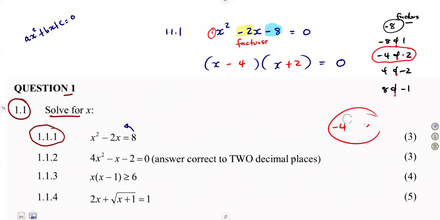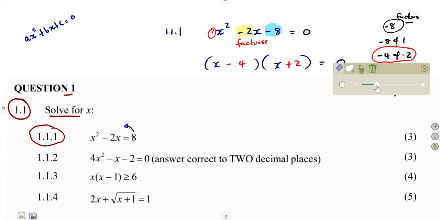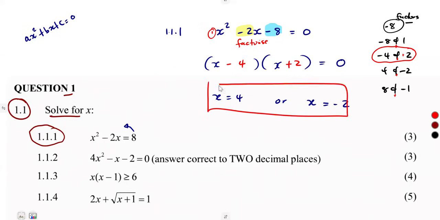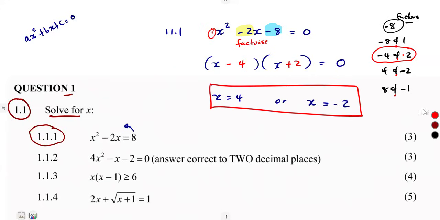So that's your factorization, guys. With these two brackets, to obtain the values of x, you can simply equate each bracket to 0. So minus 4 to the other side is going to give us a positive 4, or x plus 2 equal to 0, the 2 to the other side is going to give us a negative 2. So these are the possible values of x.